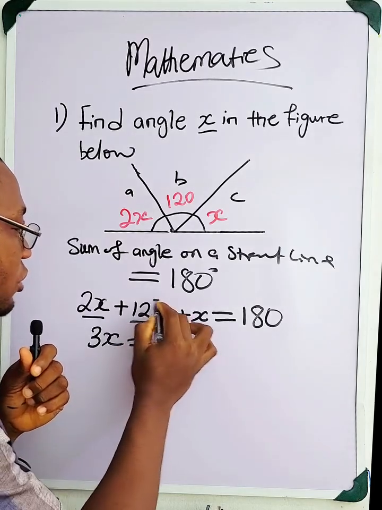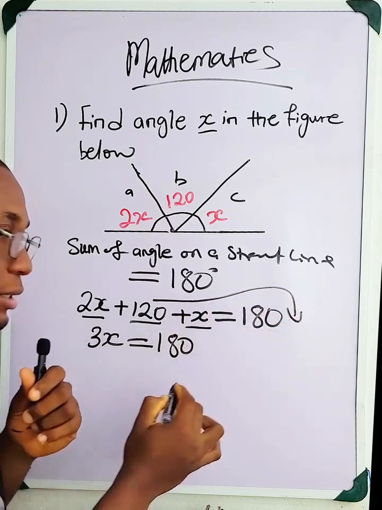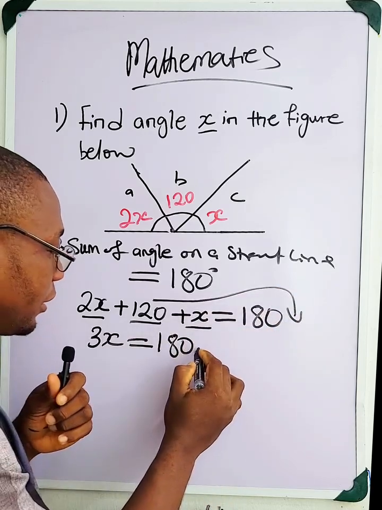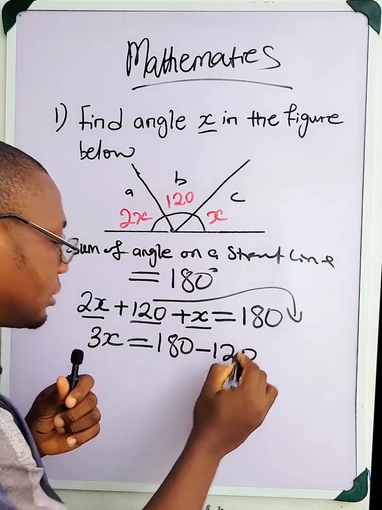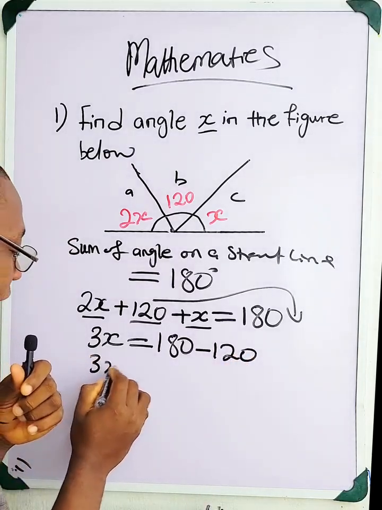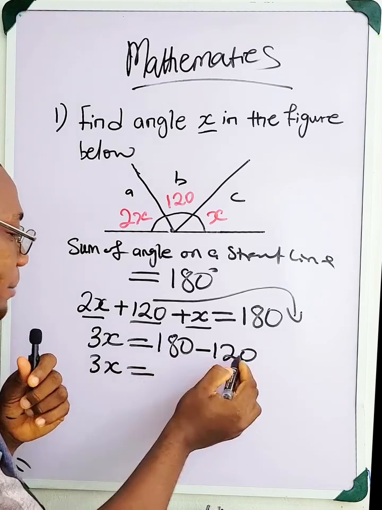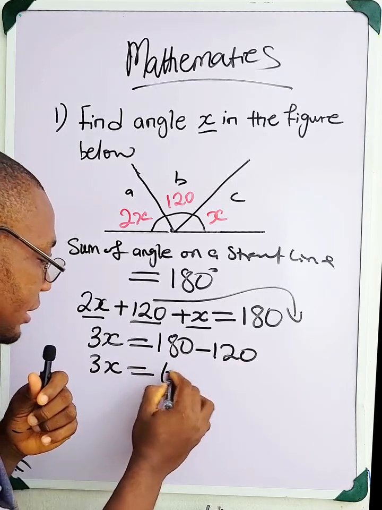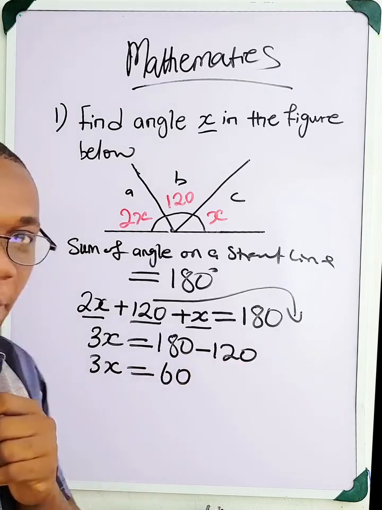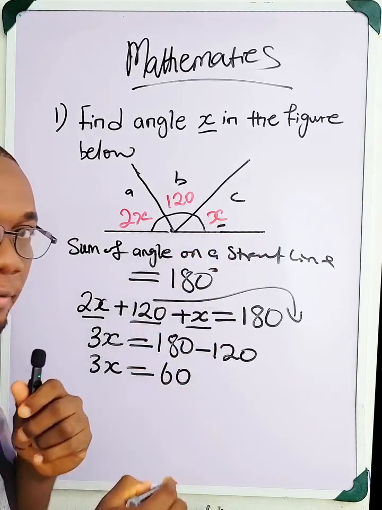180. 120, we need to cross the equality sign. Are you following? To be minus 120. 3x equals 180 minus 120, which is 60. We are looking for the value of x primarily.